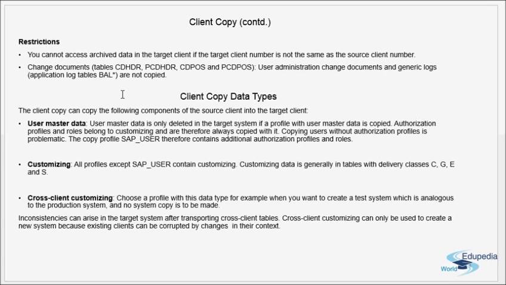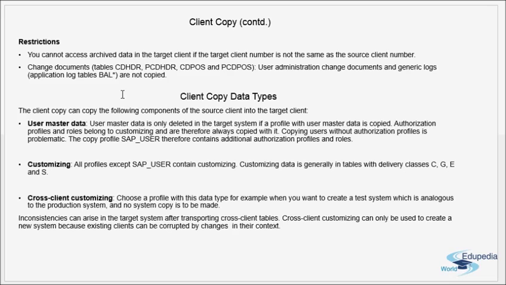The next one is the restrictions. Two restrictions: the change document tables and the application log tables are not copied to the target client, and if the source and the target client numbers are not the same, then you will not be able to access the archive data.